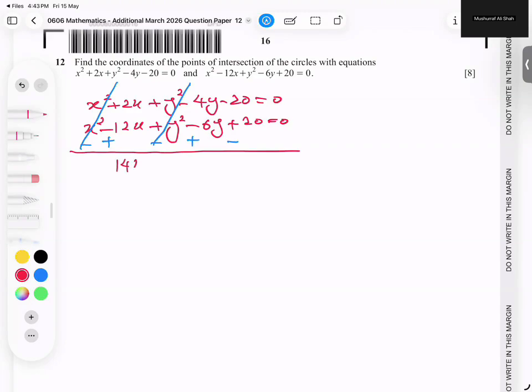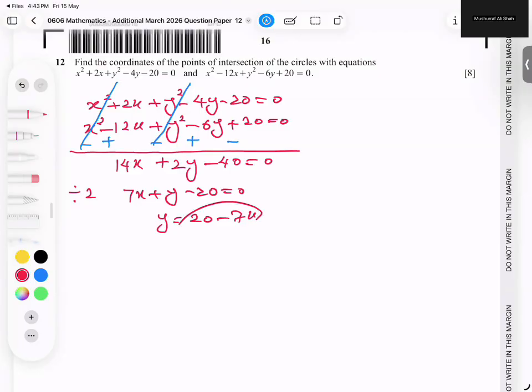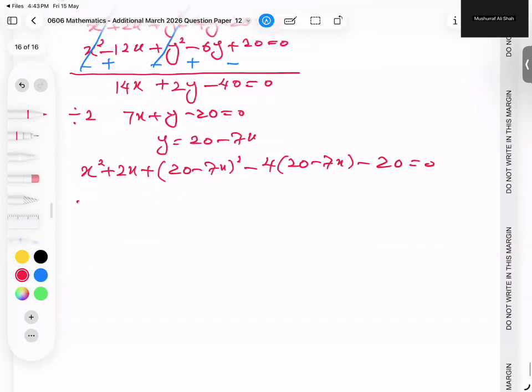And here I got 14x. Here I'm getting 2y. Here this is becoming negative 40. Dividing by 2 is not compulsory, but it makes it easy. I make y the subject, so y is 20 minus 7x. This value I can plug into any one equation. So I think I'll plug into the first one. So I'm going to plug it in here. So 20 minus 7x squared, 4 times 20 minus 7x, and negative 20 equal to 0. This is done. Here I have to use the squaring identity. Square of 20 is 400.